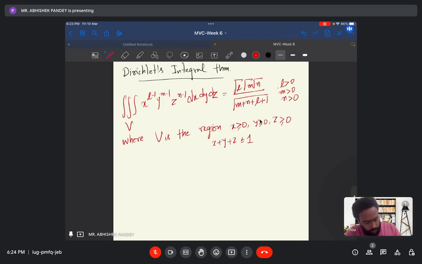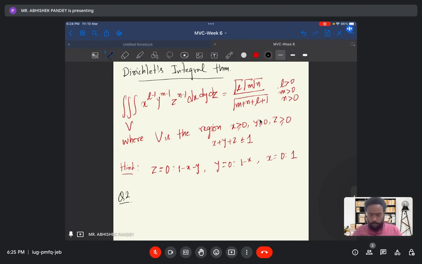So to get this result, the hint is that you just need to see the limits. The limit of z is from 0 to 1 minus x minus y, the limit of y is from 0 to 1 minus x, and the limit of x is from 0 to 1. Okay, fine. So now using this we will solve assignment questions.